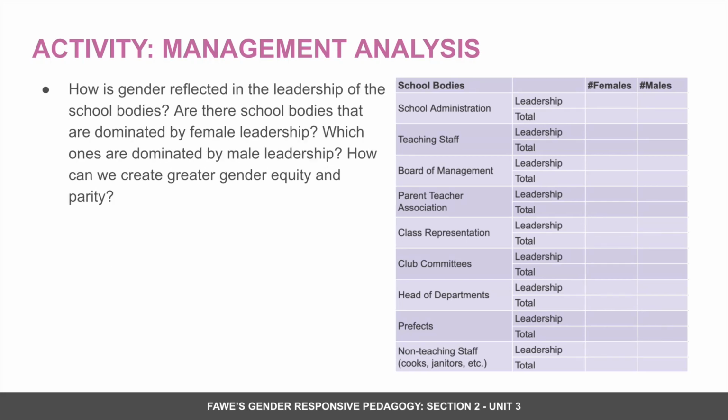How is gender reflected in the leadership of the school bodies? Are there school bodies that are dominated by female leadership? Which ones are dominated by male leadership? How can we create greater gender equity and parity?